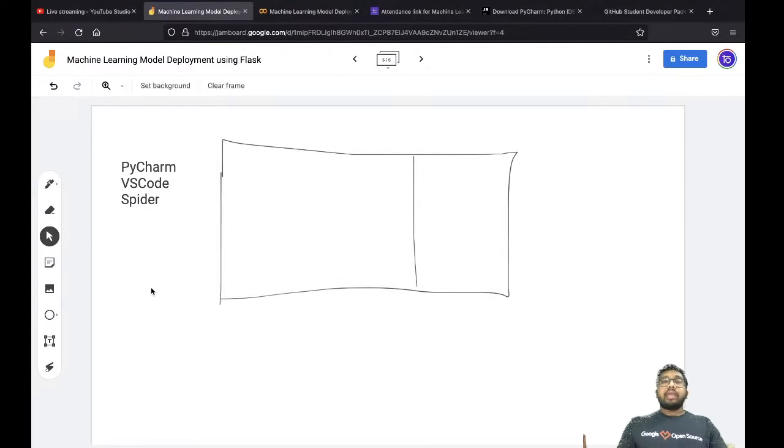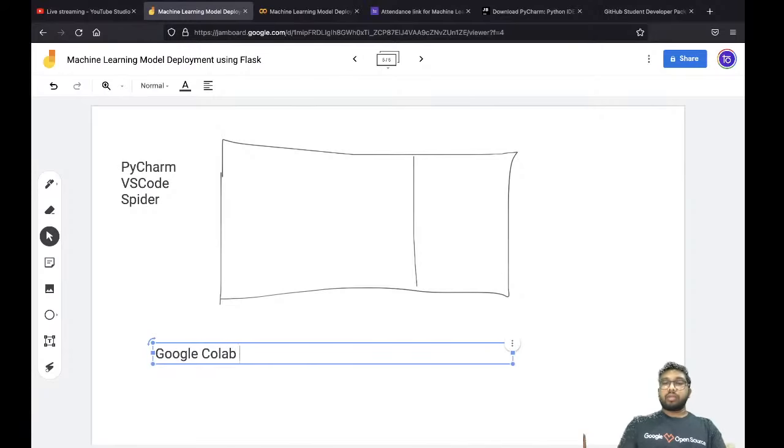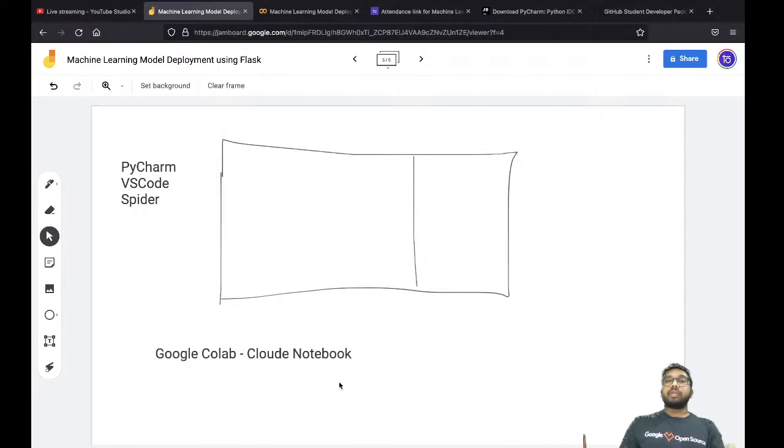In this entire session, I will be using Google Colab. What is Google Colab? It's a cloud notebook. That means it's a notebook that has been hosted on the cloud. It has been given by Google free of cost. You can use Google servers free of cost. You can use Google RAM, and you can use Google GPU, CPU and TPU as well.